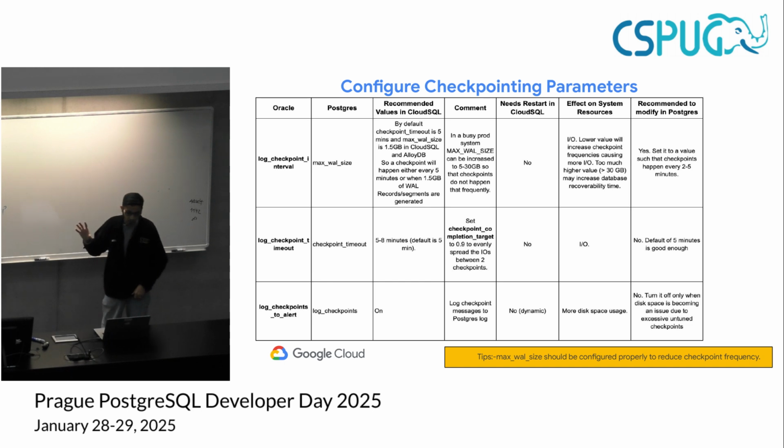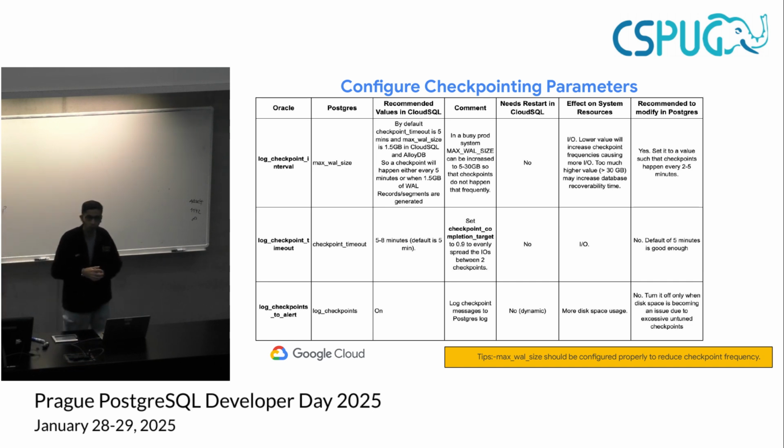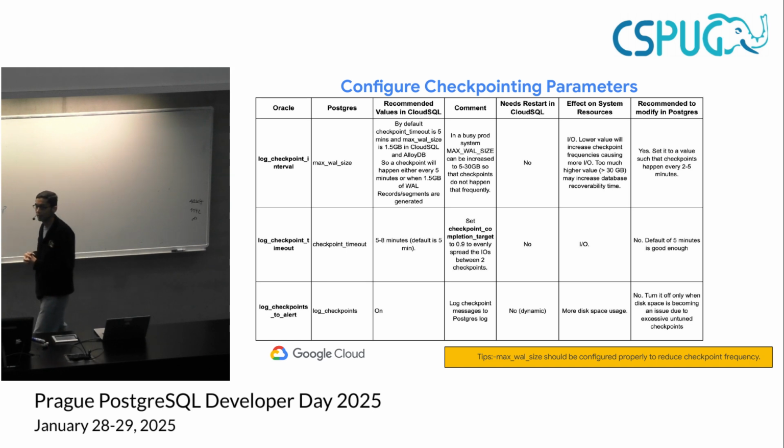We'll look into the checkpointing parameters later because there are a couple of slides specifically on checkpointing. But in Postgres, the important parameters for checkpoints are checkpoint_timeout and max_wal_size. The checkpoint timeout by default is 5 minutes and the max_wal_size by default is 1 GB. And various cloud service providers are playing around with the checkpointing parameters. Somewhere the max_wal_size is set to 1.5 GB, somewhere it is set to 5 GB.